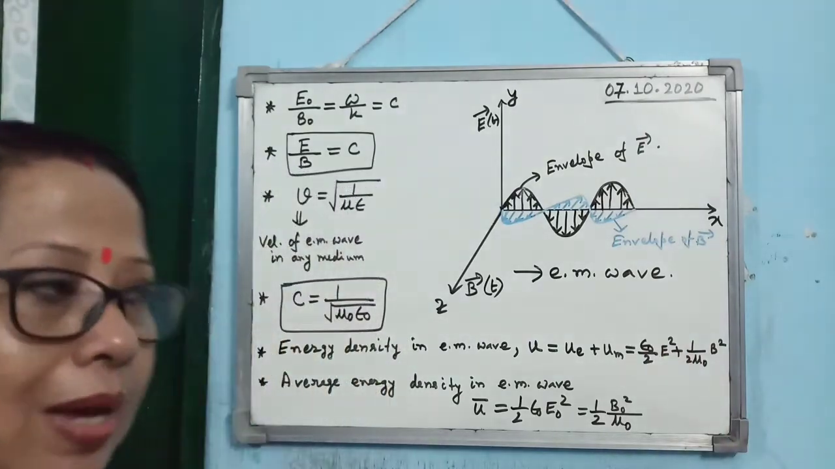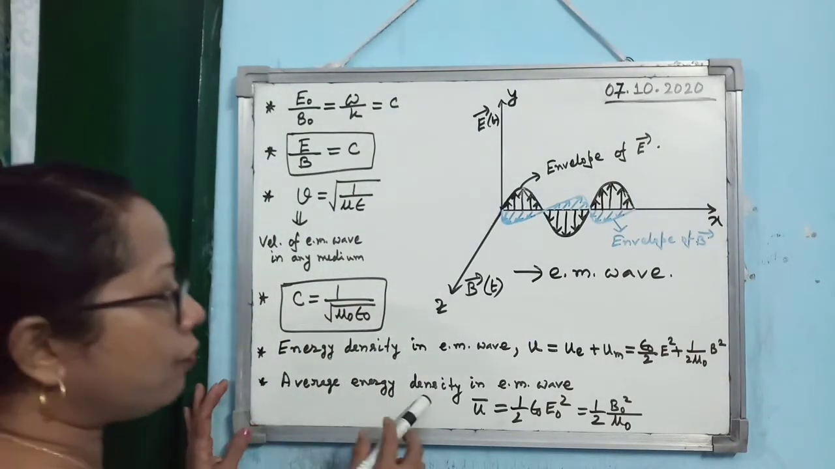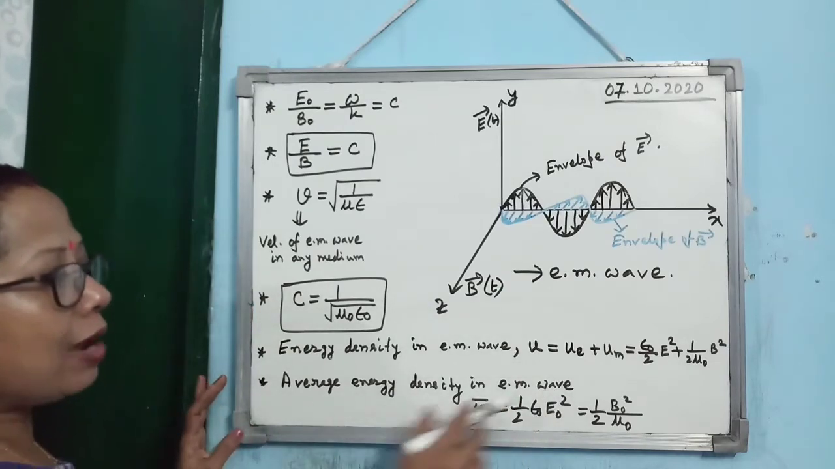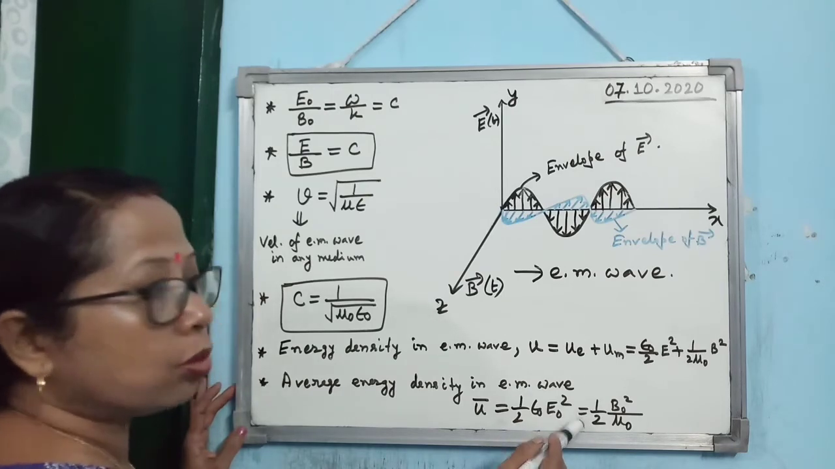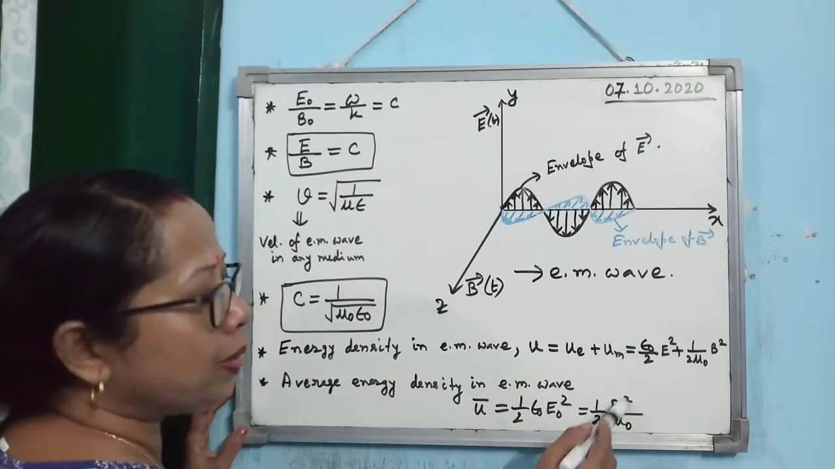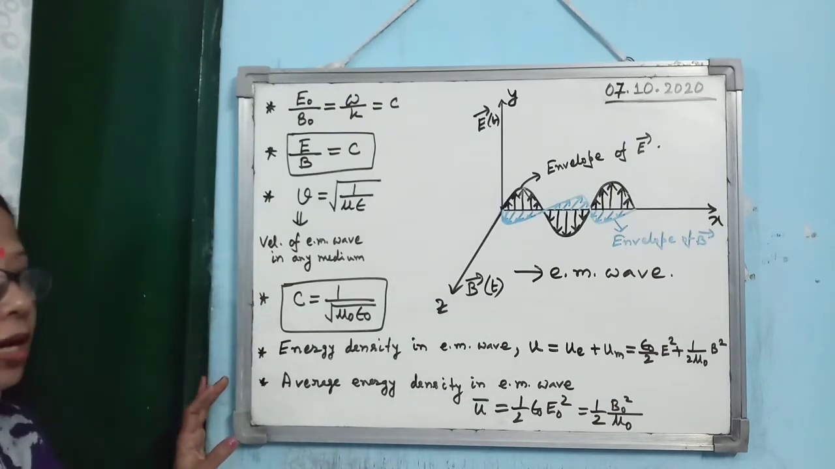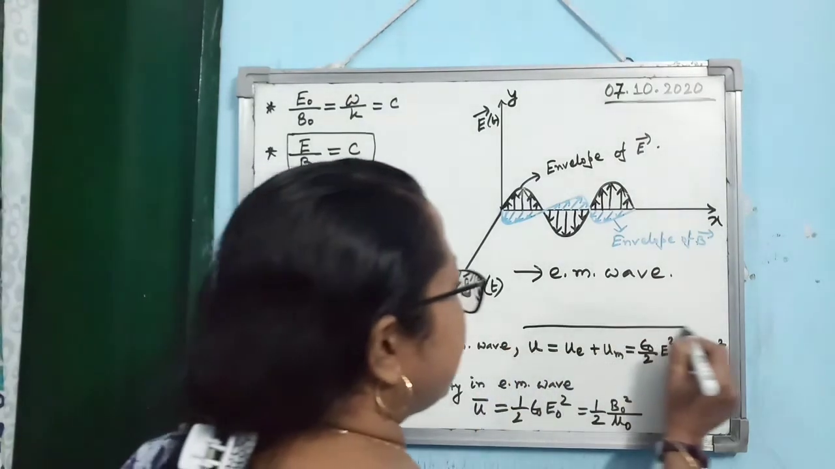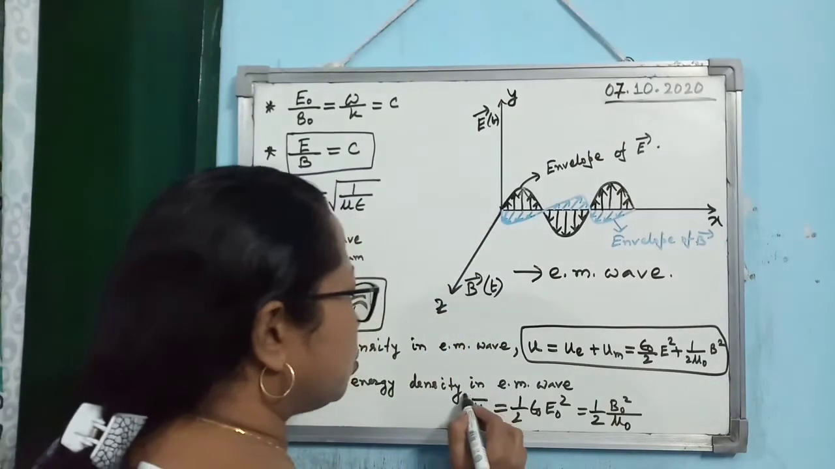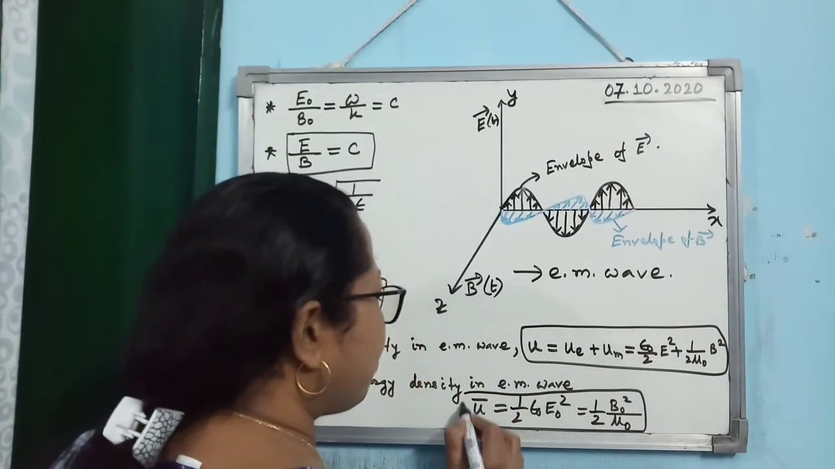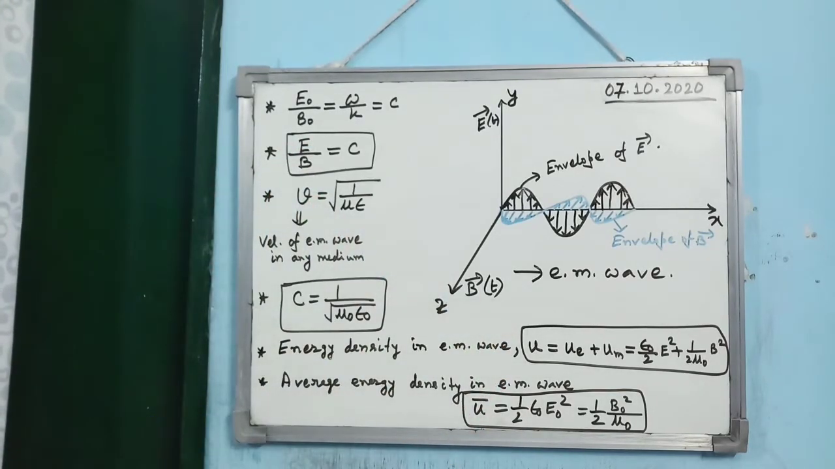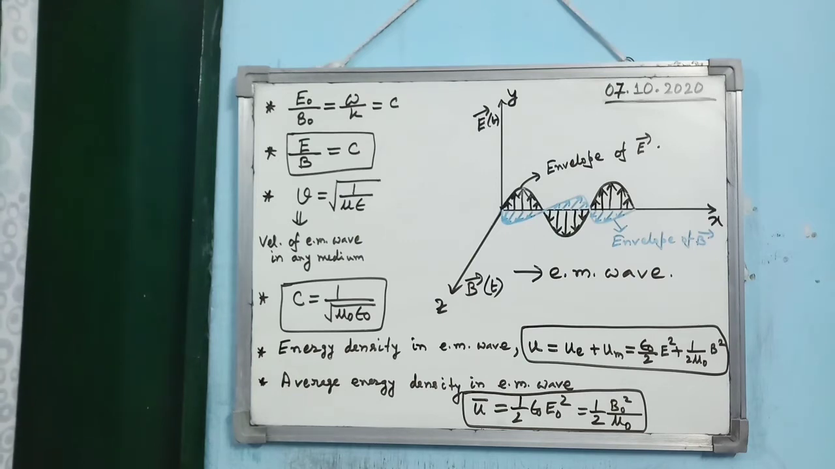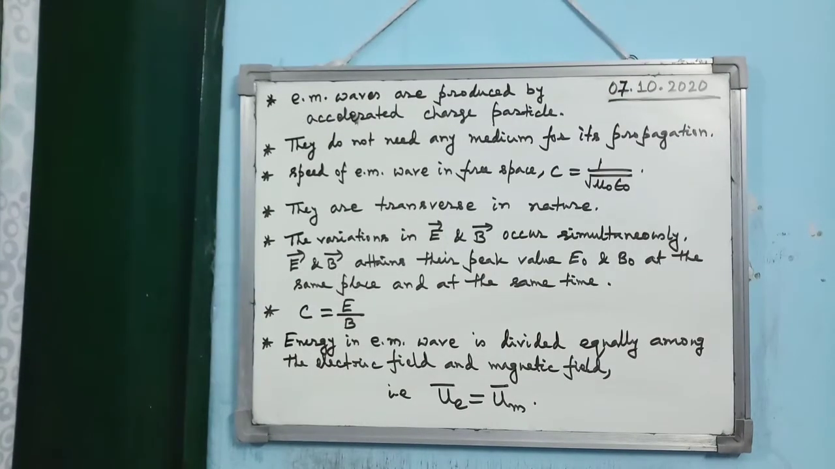Alright, remember E and B I have written, these are the instantaneous values. But if you want to calculate the average energy density in the electromagnetic wave, then it is given by half epsilon naught E naught square, which is equal to half B naught square by mu naught. Alright, so these are the important relations you are supposed to learn, practice and remember lifelong. The relations I have written within the rectangle, you are supposed to learn, practice and remember. So let us summarize the characteristics of electromagnetic wave.